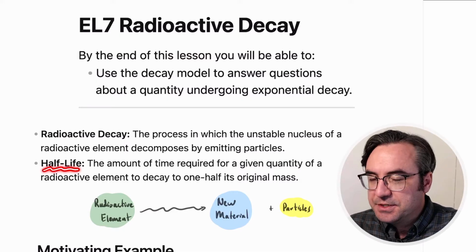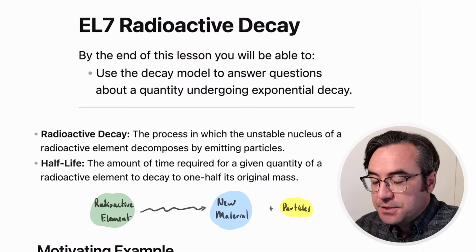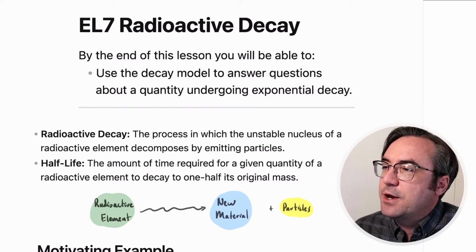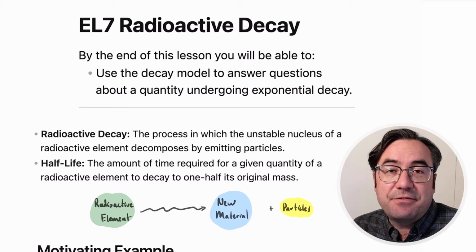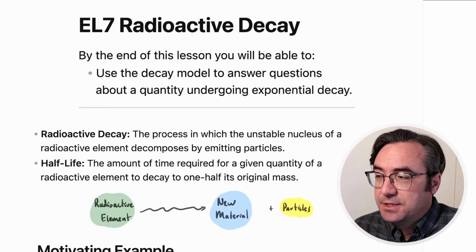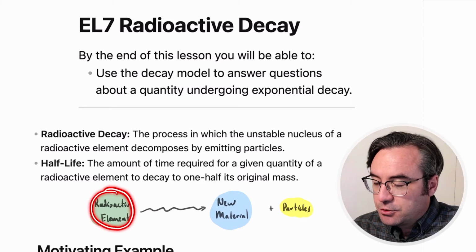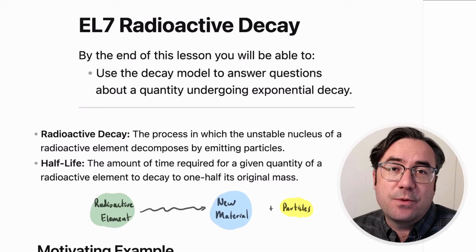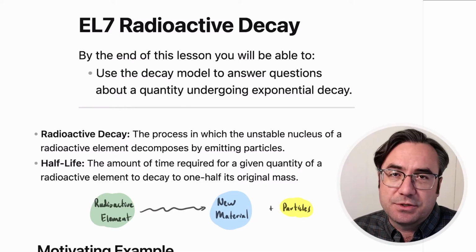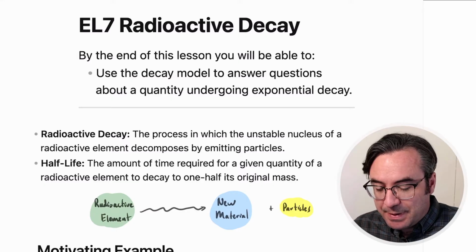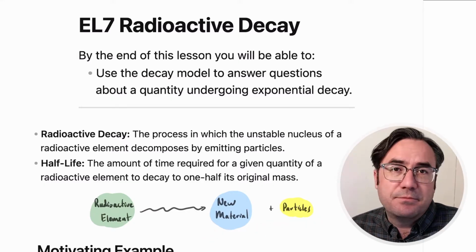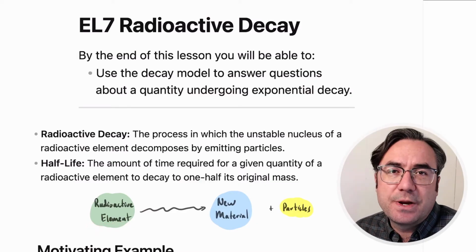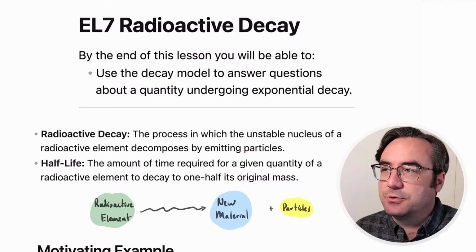Now, how do we quantify this process? Well, one way we do this is with what's called the half-life. This is the amount of time that's required for a given quantity of a radioactive element to decay until one half its original mass. So we start with a certain quantity, and the half-life measures how long it takes until half of that radioactive sample is gone, replaced by either this new stuff or maybe that stuff decays too. But how long does it take for half of our initial radioactive element to decompose?